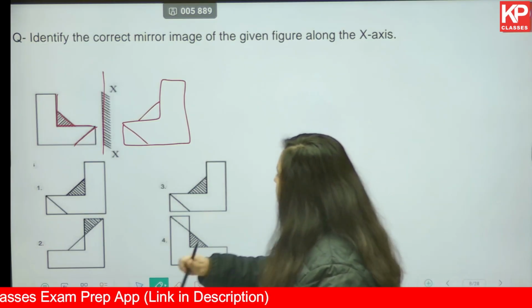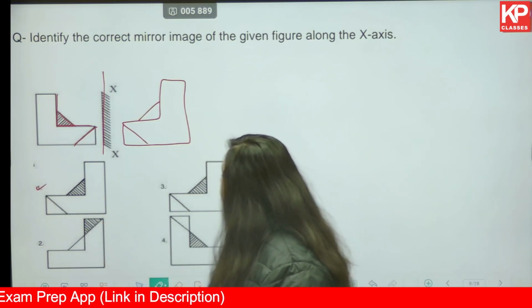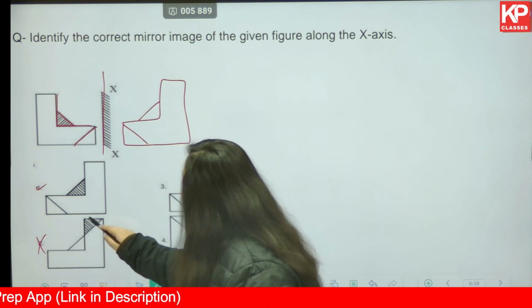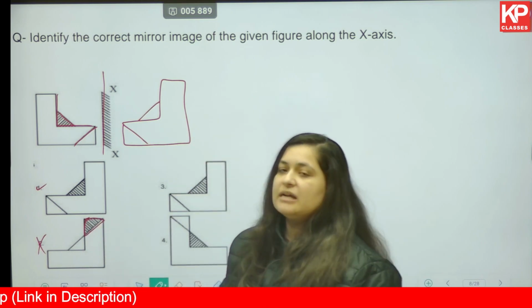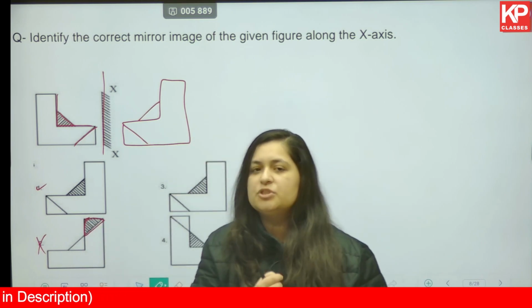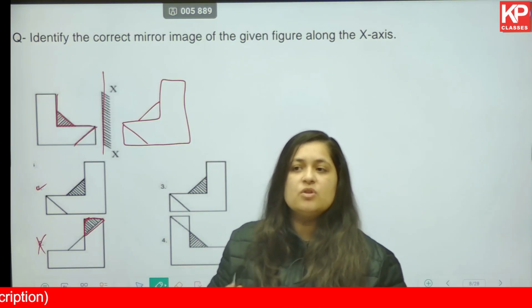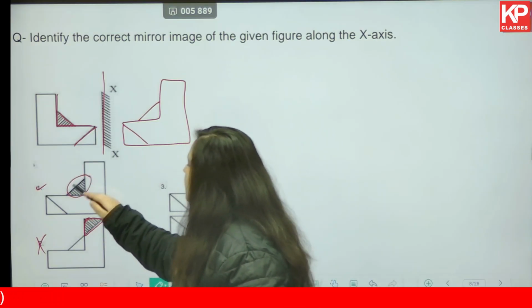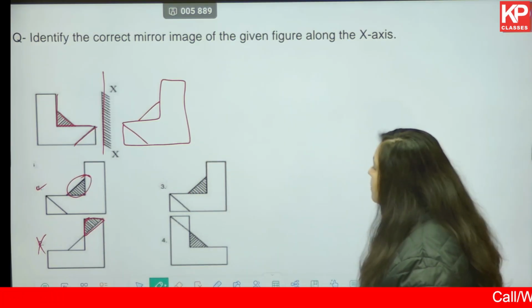So option number 1 can be correct. Option number 2 cannot be correct because this particular area is not hatched. Any triangle or any portion within the L shape is not hatched, okay. It's the middle part that is hatched. So option number 2 cannot be correct.